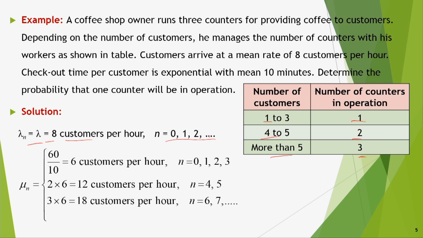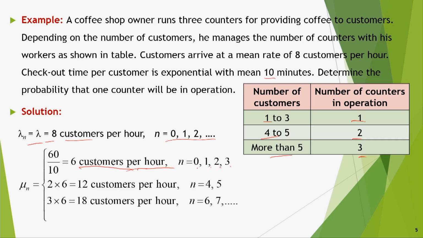Okay. Why 60 by 10? Because the arrival rate is 8 customers per hour, so I want to convert everything to hours. Here also the units should be consistent. So the service rate should be, because here it is written that checkout time is exponential with mean 10 minutes, one customer takes 10 minutes. So that means basically 60 by 10. In 1 hour 6 customers go out, 6 customers per hour. So that must be the service rate, 6 customers per hour, provided n is equal to 0, 1, 2, 3.